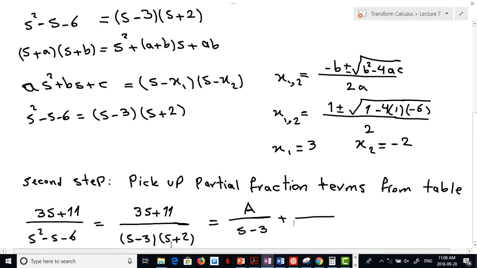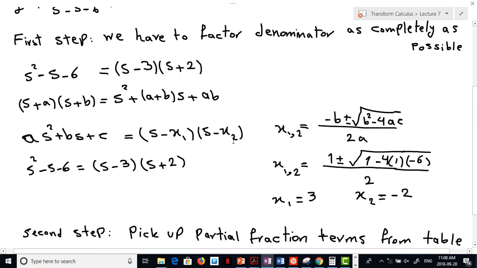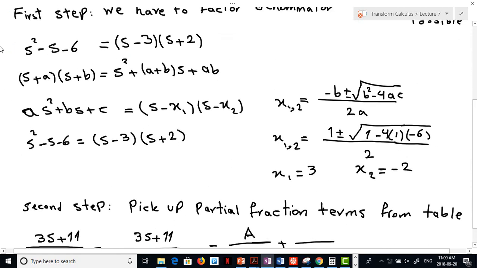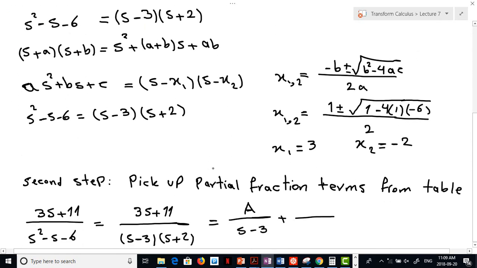For the other factor in the denominator, we have s plus 2. If we look at the table again, we are in the first category. In this case, a is 1, b is 2. As a result, I have to use this term in partial fraction decomposition. Since I already used A capital as one unknown, now I use B capital over s plus 2.